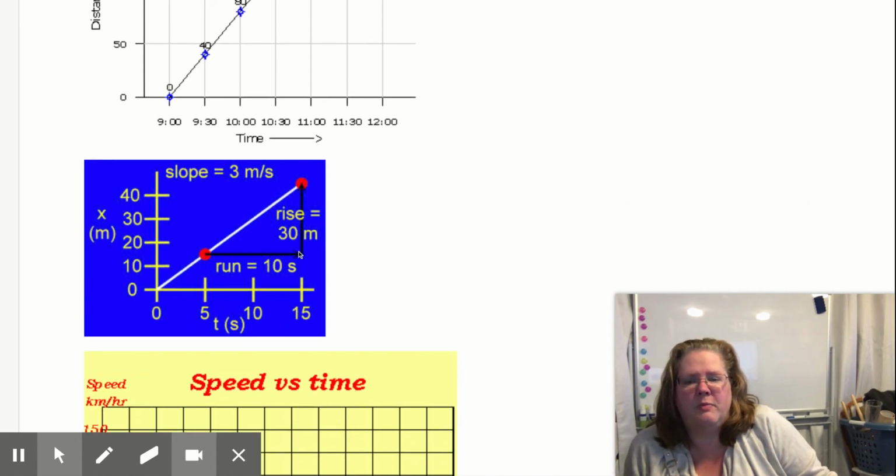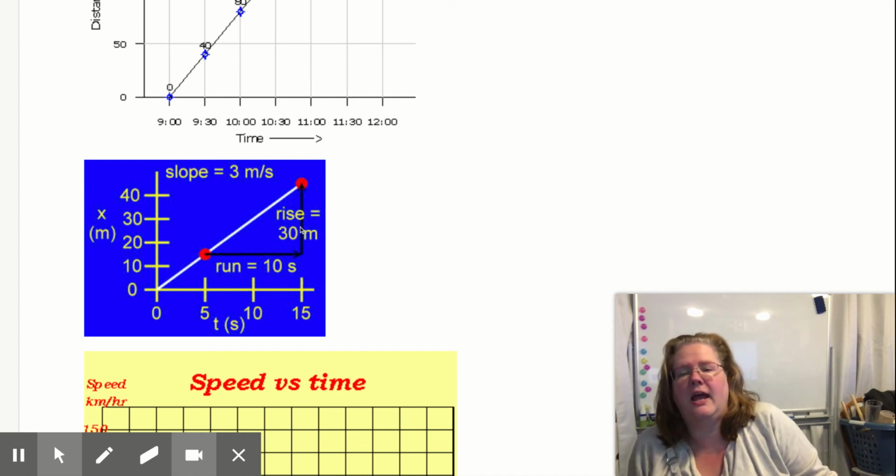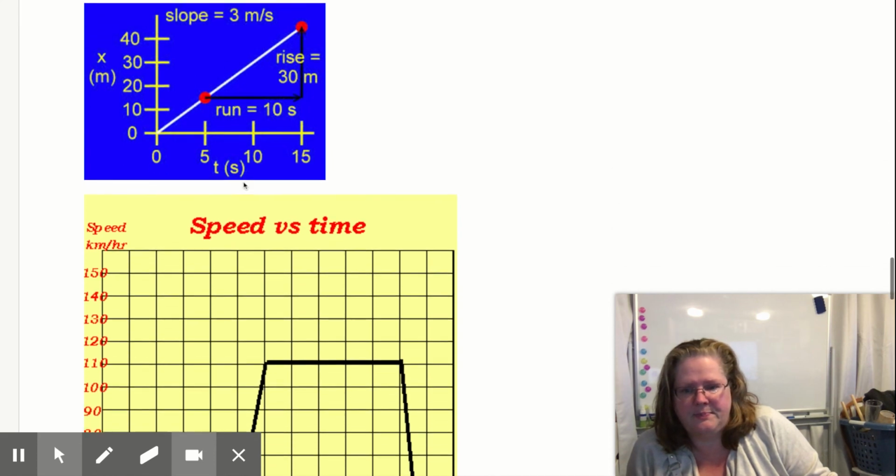So here's, remember, rise and my run. Here is from here to here, from 5 seconds to 15 seconds is 10 seconds. That's my run. And my rise goes from looks like about 15 to about 45, so a rise of 30, and I can calculate that as 30 divided by 10, or 3 meters per second.